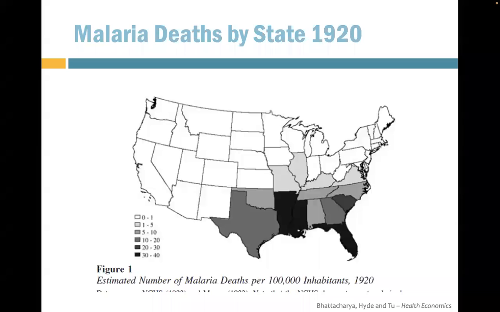This graph, I believe, is one of the evidence for the productive hypothesis. This map shows the estimated number of malaria deaths per 100,000 inhabitants in 1920. The states with a darker color have more mosquitoes in those places. And at that time, mosquitoes could make babies die. So these states have a higher rate of malaria death.